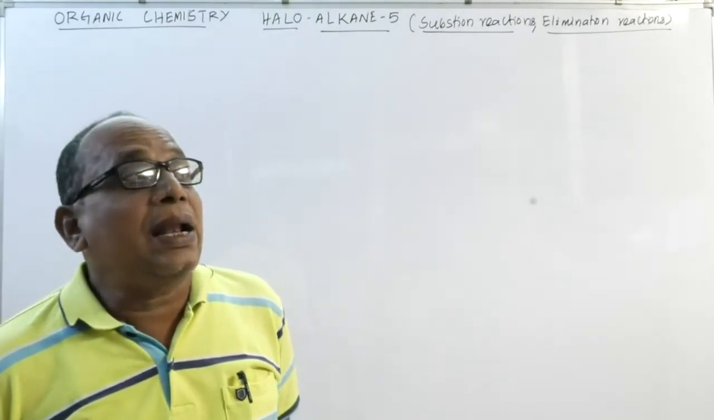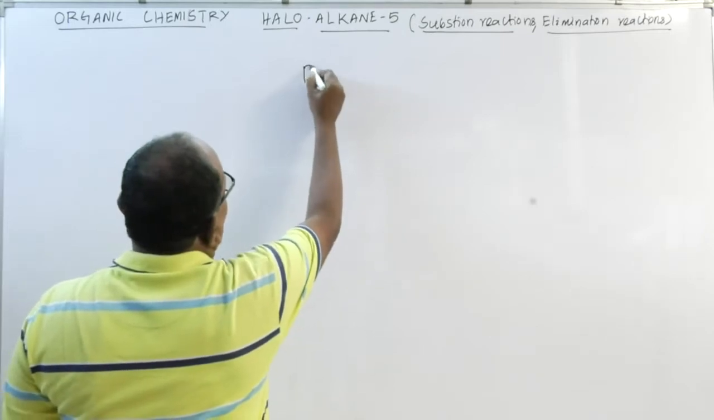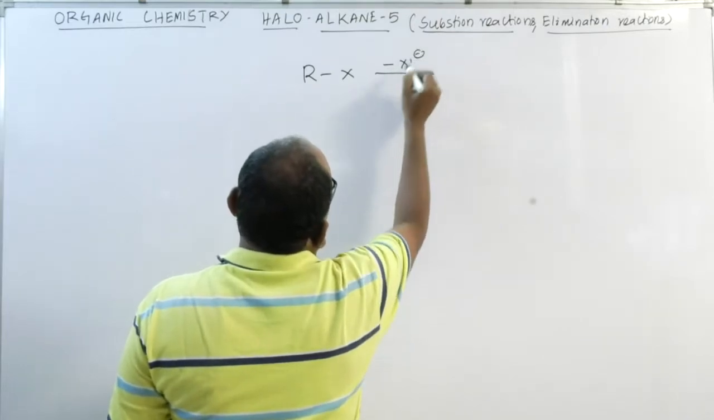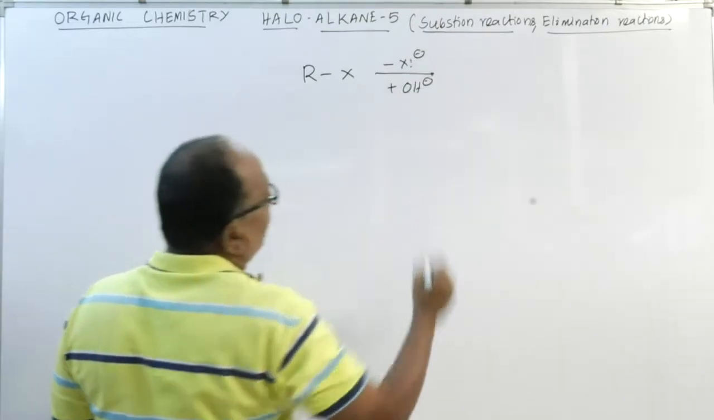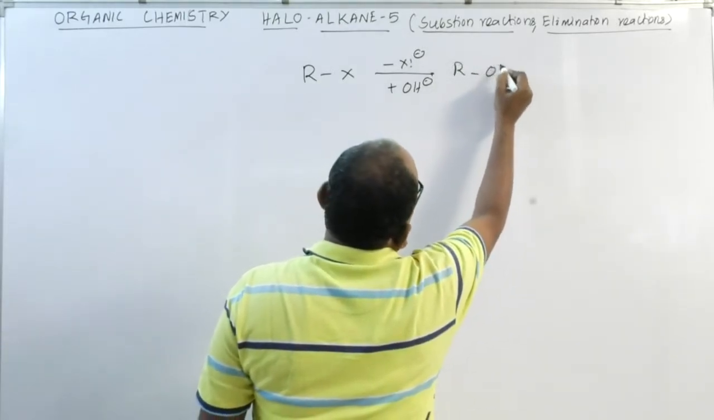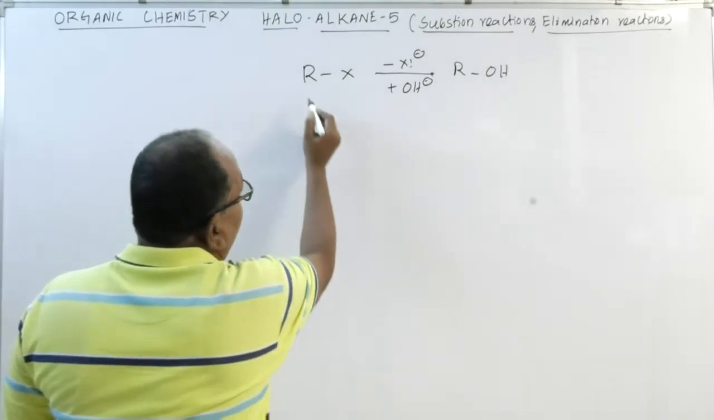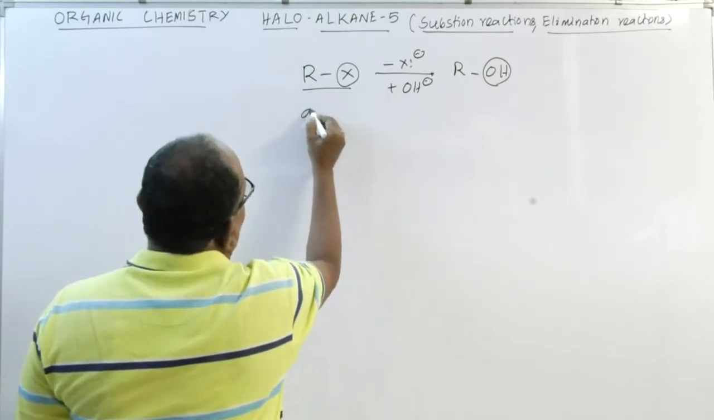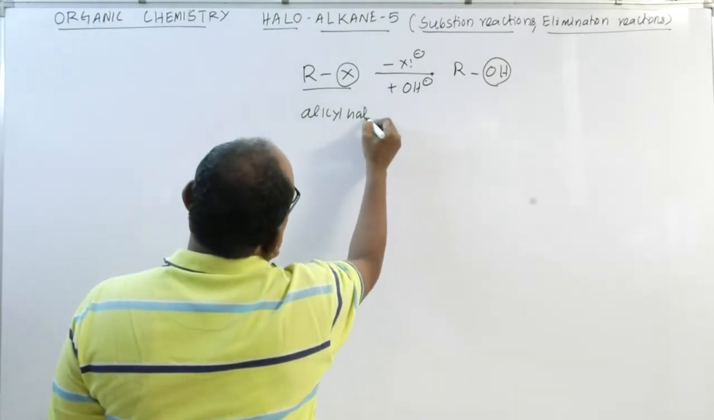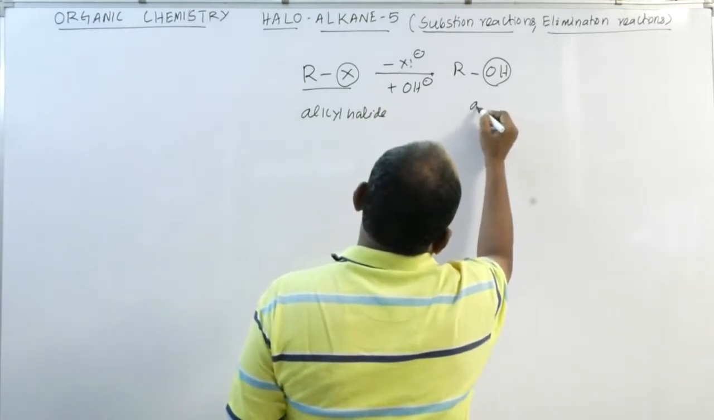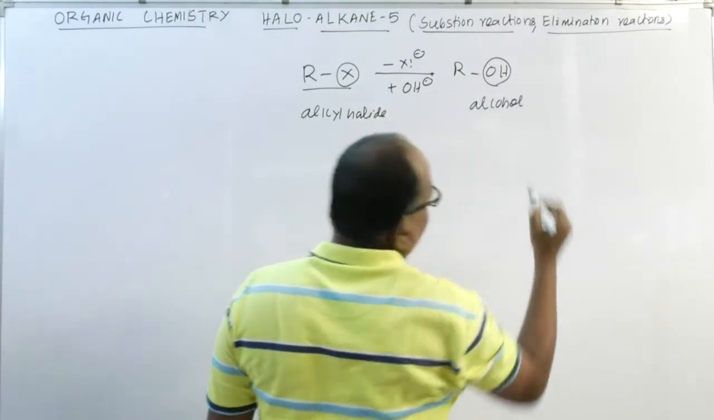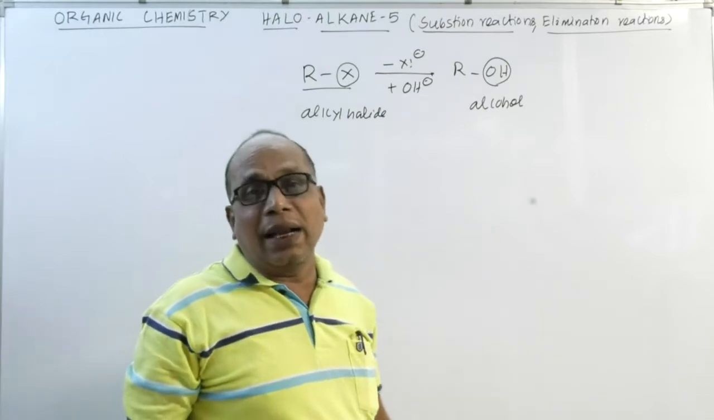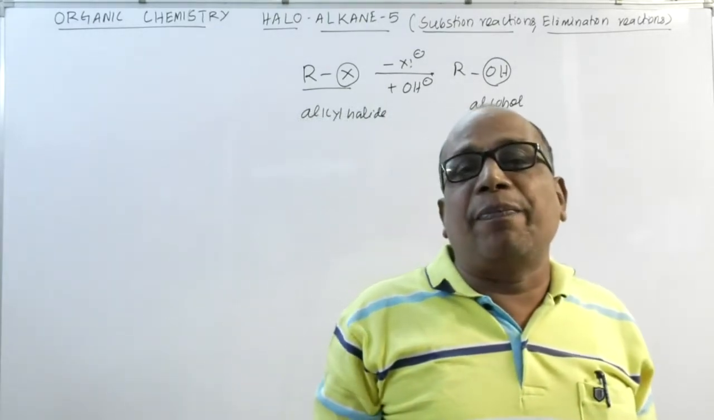For example, when RX, the halogen atom, is substituted by a nucleophile OH minus ion, it gives the product ROH. You see, the halogen atom gets converted into OH, meaning the alkyl halide gets converted into alcohol. So alcohol can be easily prepared from alkyl halide by the substitution reaction.